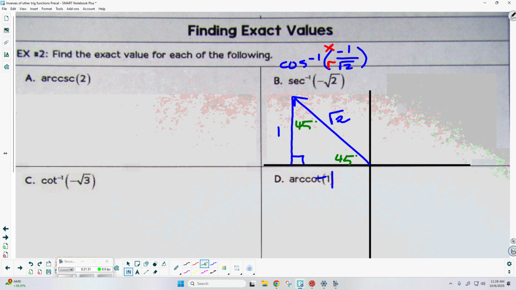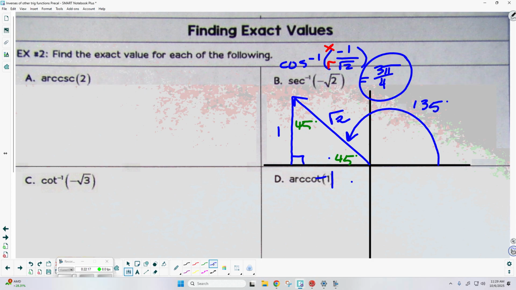So does that mean secant inverse of -√2 is 45 degrees? Why not? That's my angle. What am I missing? Remember, we always rotate from what? Standard position. So if this angle is 45 degrees, how far did I rotate to get that reference angle? 135 degrees, which is, what is a radian? Oh, don't want to forget the unit circle. 3 pi over 4. There we go.